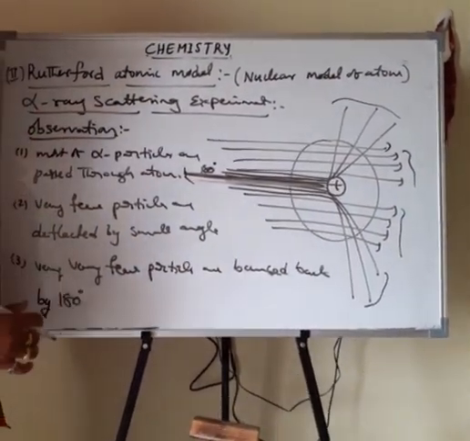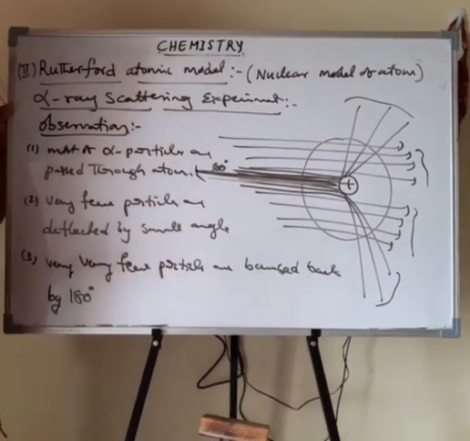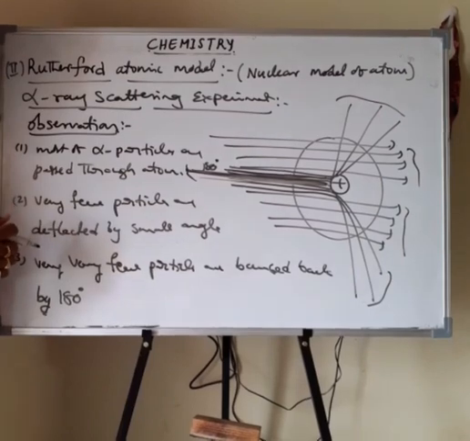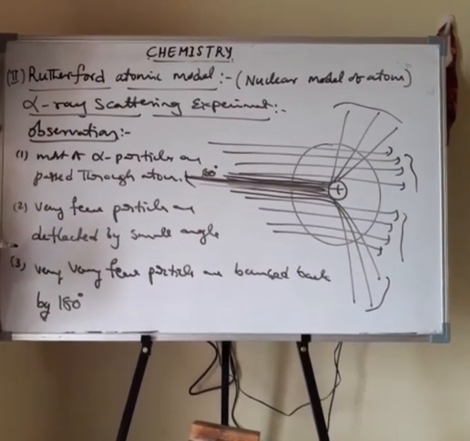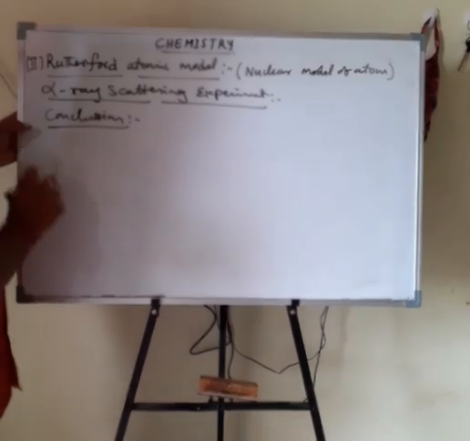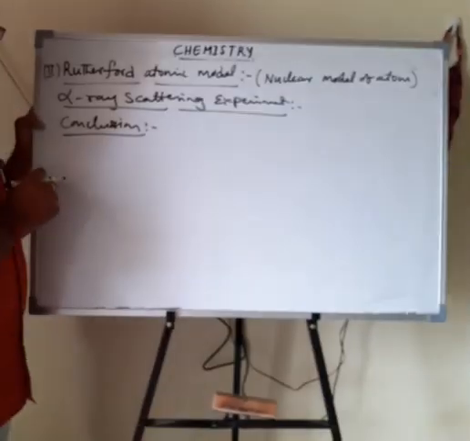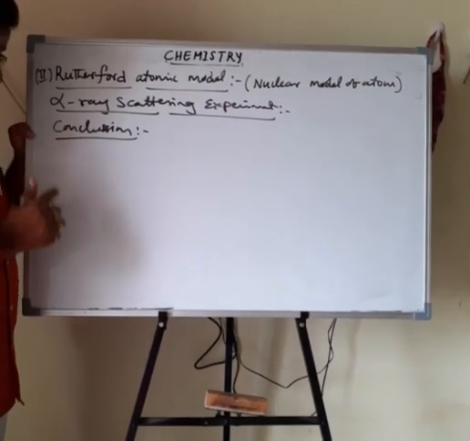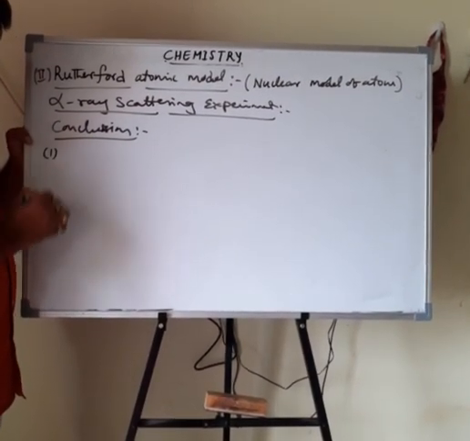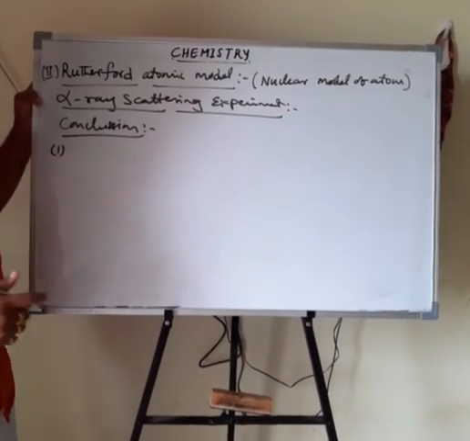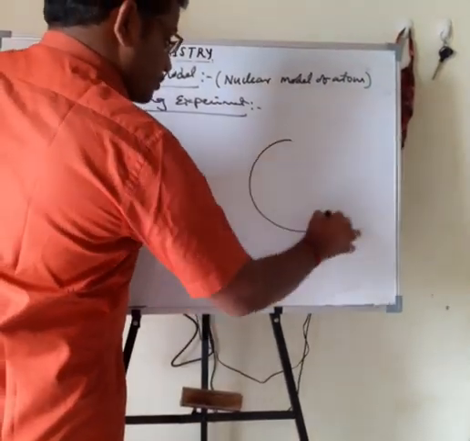So based on these 3 observations, Rutherford concluded 3 points. Then what did he conclude from these observations? That is the next one, the conclusions. From these 3 observations, he drew 3 conclusions from the alpha ray scattering experiment. Then what is the first point? Here this is a gold atom.